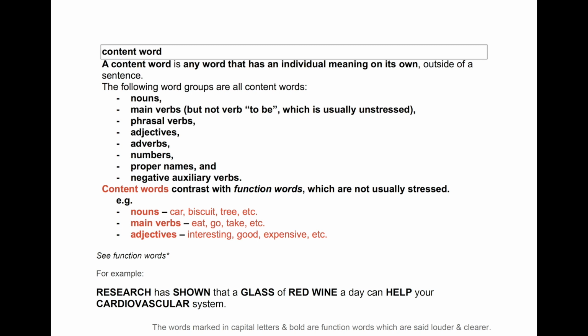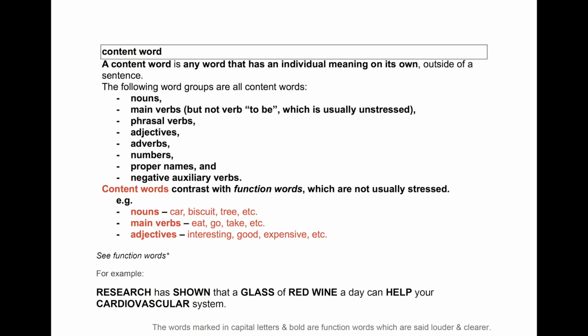Content words. A content word is any word that has an individual meaning on its own outside of a sentence. The following word groups are all content words: nouns, main verbs but not the verb to be because it's usually unstressed, phrasal verbs, adjectives, adverbs, numbers, proper names, and negative auxiliary verbs. Content words contrast with function words, which are usually not stressed.